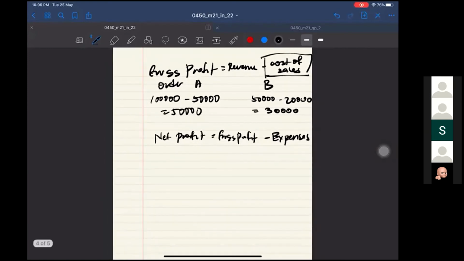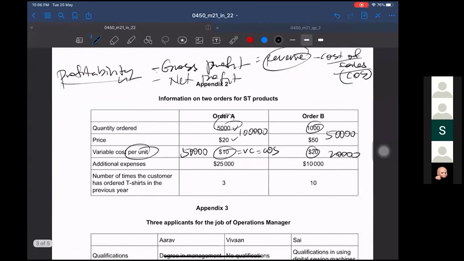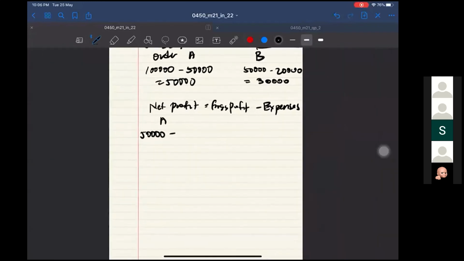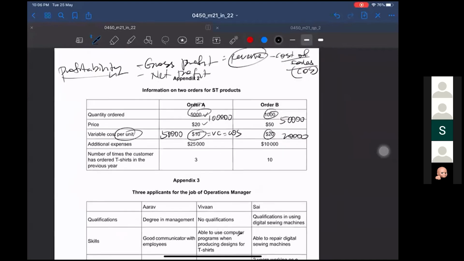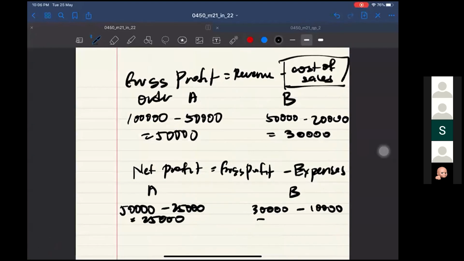Now from here, we already know our gross profit. For order A, gross is 50,000. Expenses, refer to your appendix 2. So your expenses is here. Just now the expenses is 25,000. So you minus your 25,000, and your net profit is 25,000. Then for order B, it's 30,000 as your gross profit. You minus your additional expenses 10,000, so you get 20,000. This one is actually enough for you to get to level 2 answer already.